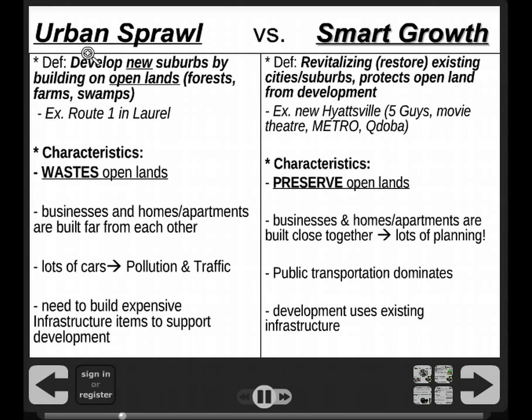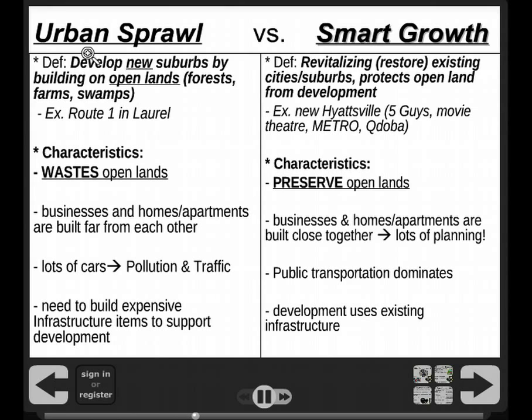What happens in Sprawl is that you waste lots of green space. Instead of developing an existing community, in Sprawl you destroy forests and farms and areas that are natural to the environment by building suburbs and shopping centers. And by doing that, you force people to drive to get to places more instead of taking public transportation or walking, creating more pollution and more traffic.